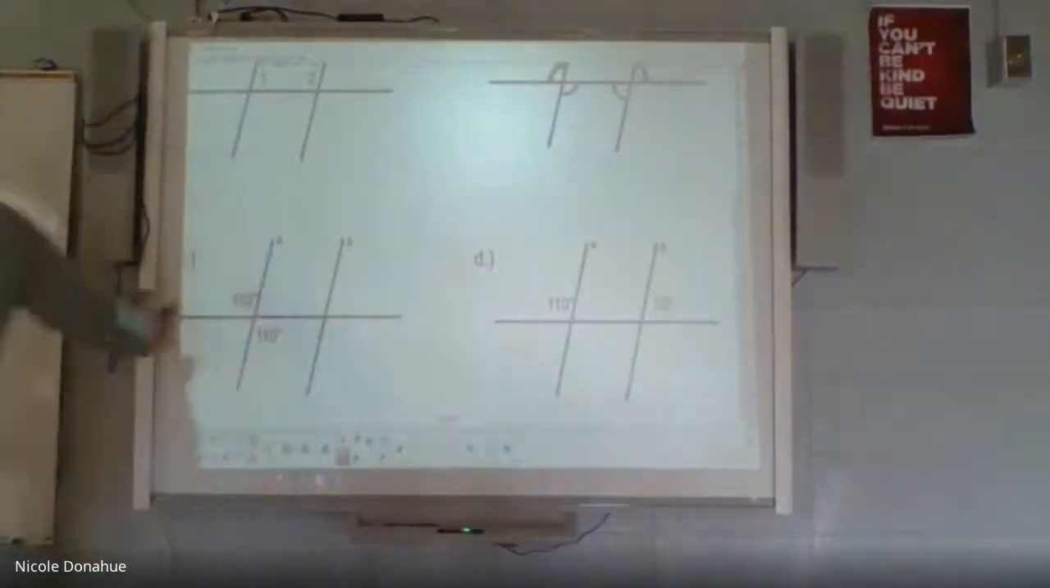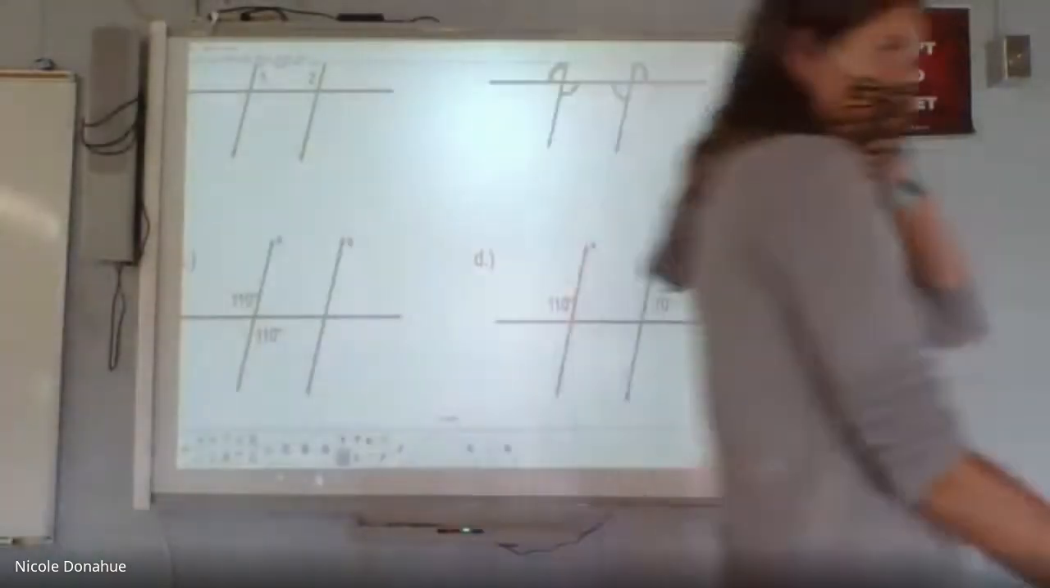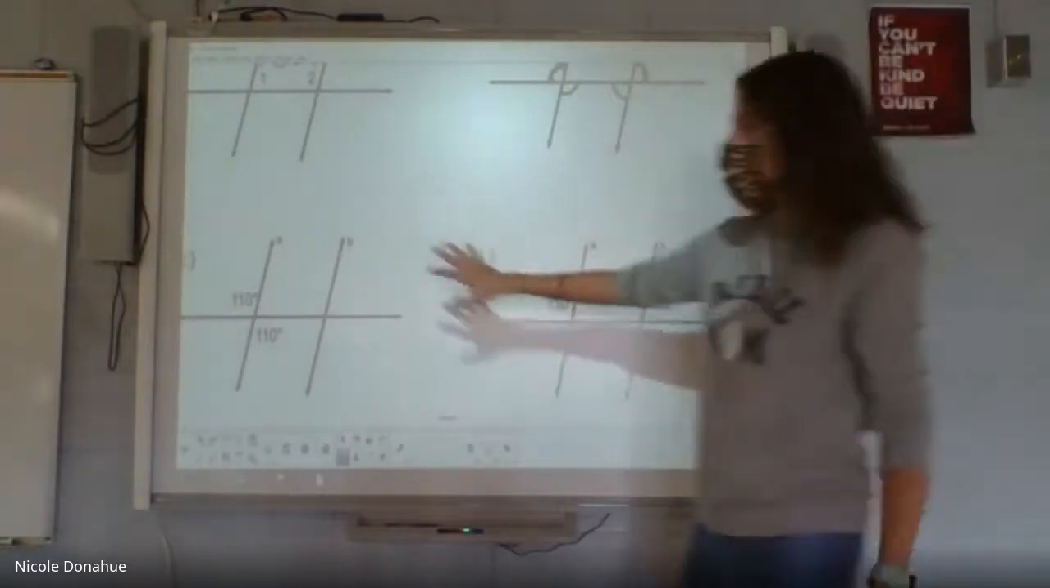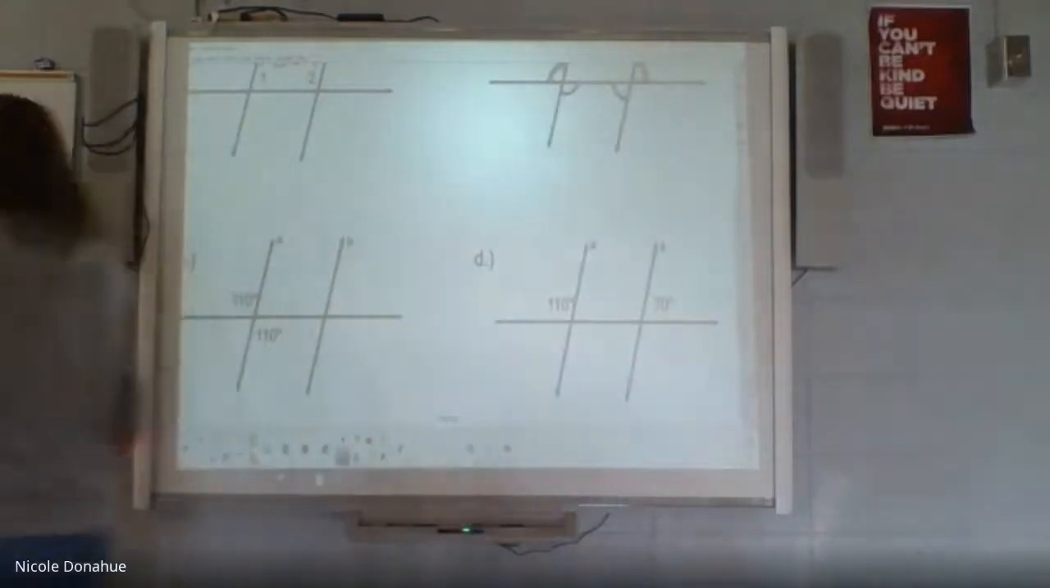So they tell me those two are 110. What kind of angles are those? Vertical. We call those vertical angles. Are there any rules that tell us that if vertical angles are equal, we have parallel lines? No. You're right that vertical angles need to be equal, but this intersection could look like anything. I'll draw you what this could look like.